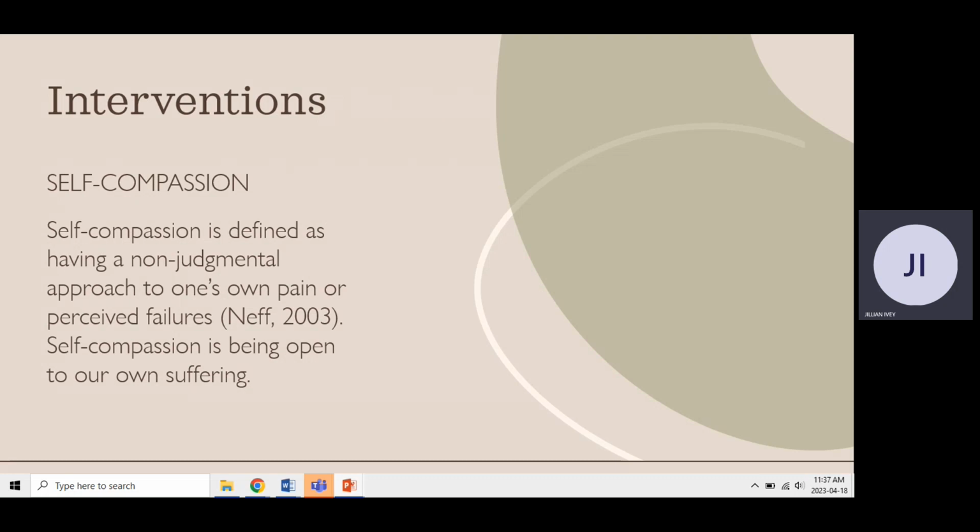So one intervention used for social anxiety is self-compassion. Self-compassion is defined as having a non-judgmental approach to one's own pain or perceived failures. It's being open to our own suffering.